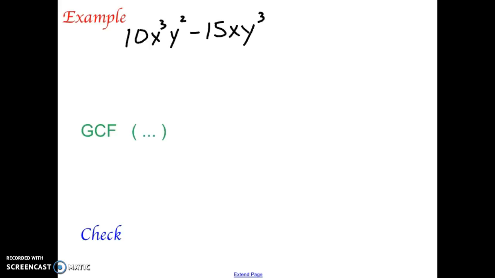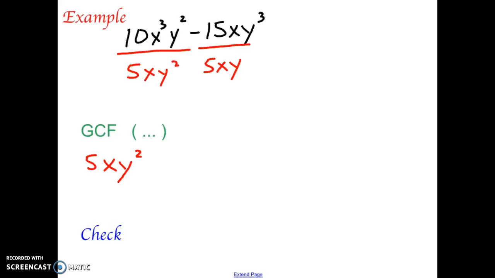For our next example, if we look at the coefficients, we've got 10 and 15, so 5 will be part of our greatest common factor. We've got an x cubed and an x, so we'll have an x as part of our greatest common factor. And with the y squared and the y cubed, we should have a y squared as part of our greatest common factor. So we're going to be doing the division. So the quotients are going to go inside the parentheses.